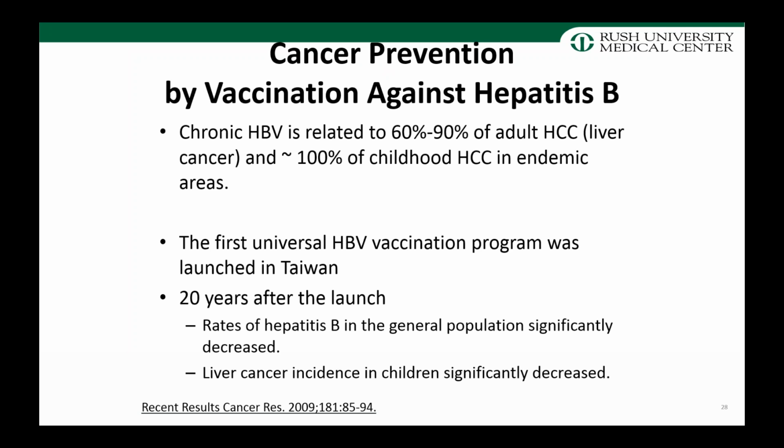Vaccination against hepatitis B is also a cancer prevention technique. Chronic hepatitis B is related to 60 to 90% of adult liver cancers, or HCCs, and almost 100% of childhood liver cancers, especially in endemic areas. The first universal hepatitis B vaccination program was launched in Taiwan, and data from that region 20 years after the launch showed significantly decreased rates of hepatitis B in the general population, as well as significantly decreased rates of liver cancer in children. This data could be extrapolated to suggest that there will be decreased rates of liver cancer development in adults with vaccination as well.